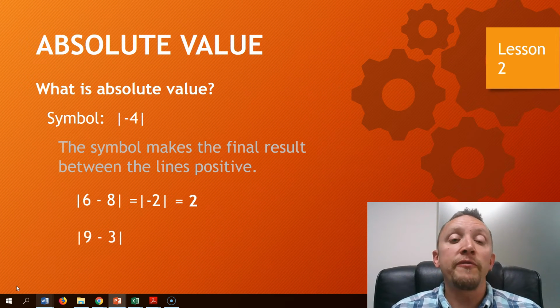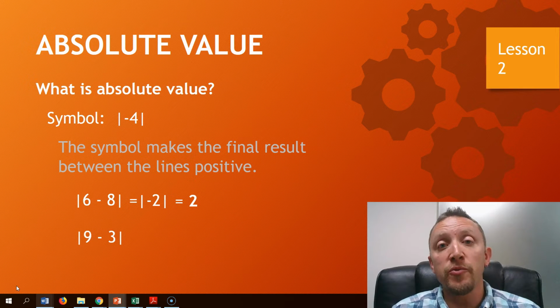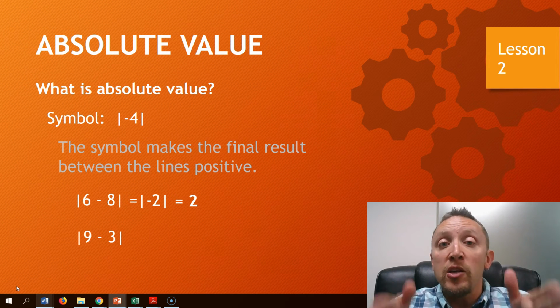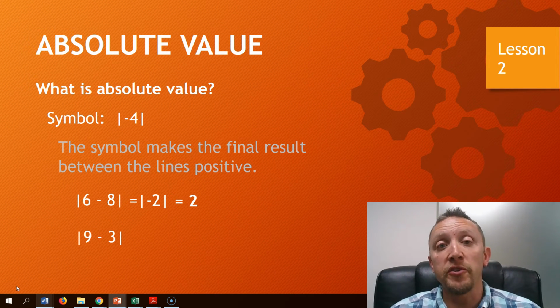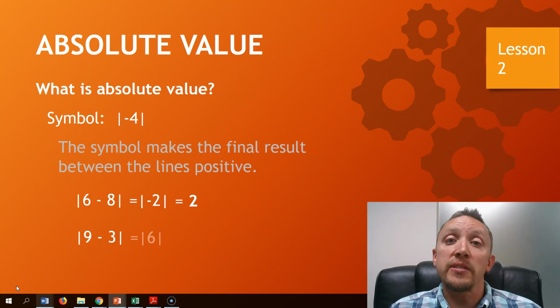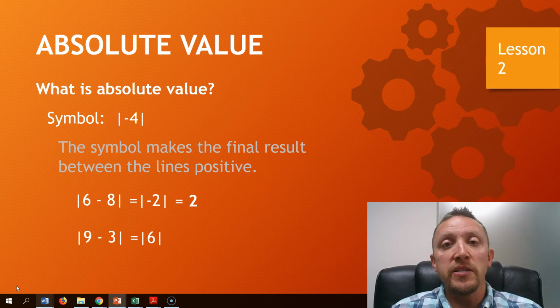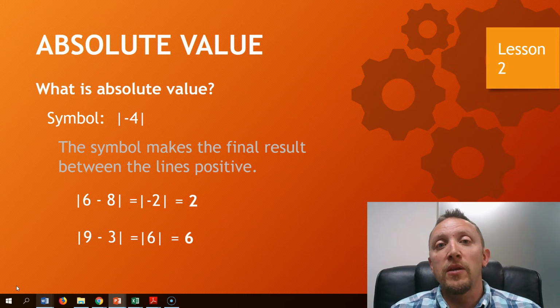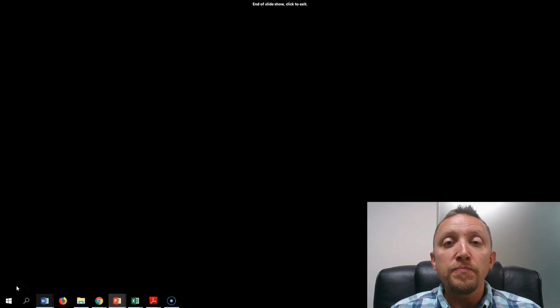Right? Now, what if instead we had the absolute value of 9 minus 3? Again, absolute value is a grouping symbol, so we do inside the grouping symbol first. 9 minus 3 is 6. And the absolute value of 6, it stays 6. All right? So that's absolute value.